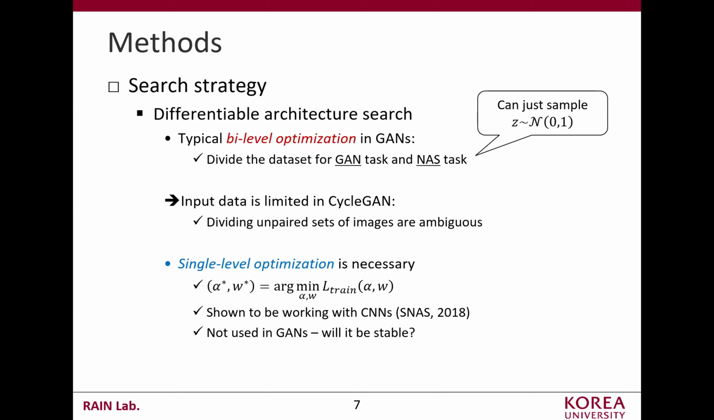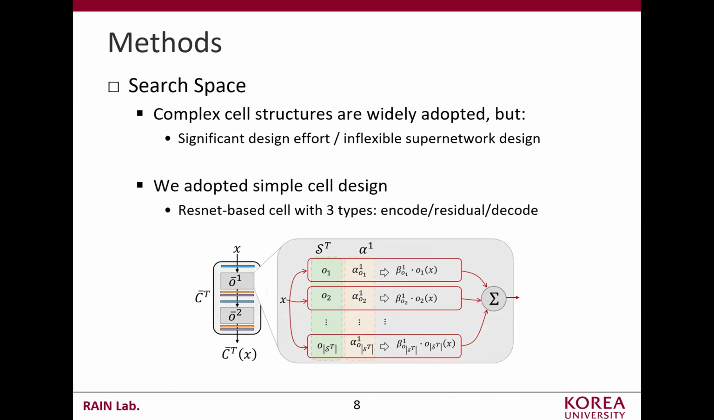So we are forced to use single-level optimization because it's necessary and also powerful. You can see that the architecture and neural network weights are simultaneously optimized, and it's shown to work with CNNs, but not in more complex frameworks like GANs or CycleGANs. The main concern is that GANs are known to be unstable, and even with single-level optimization, it will be more unstable. So we decided to use the differentiable NAS.